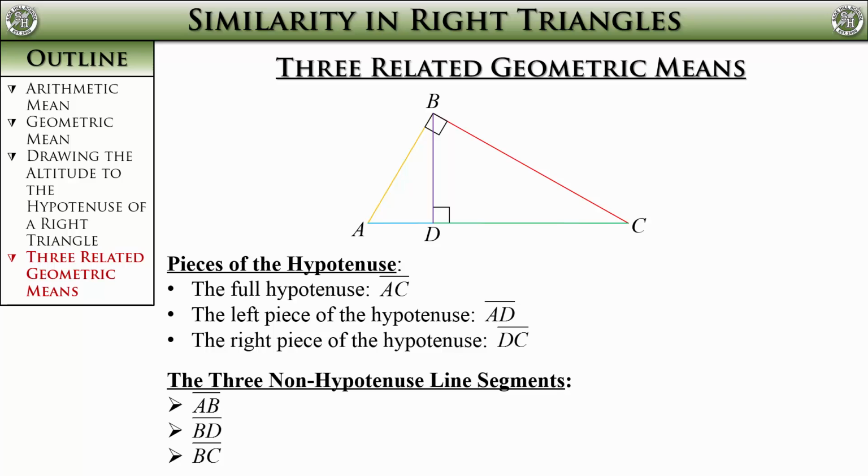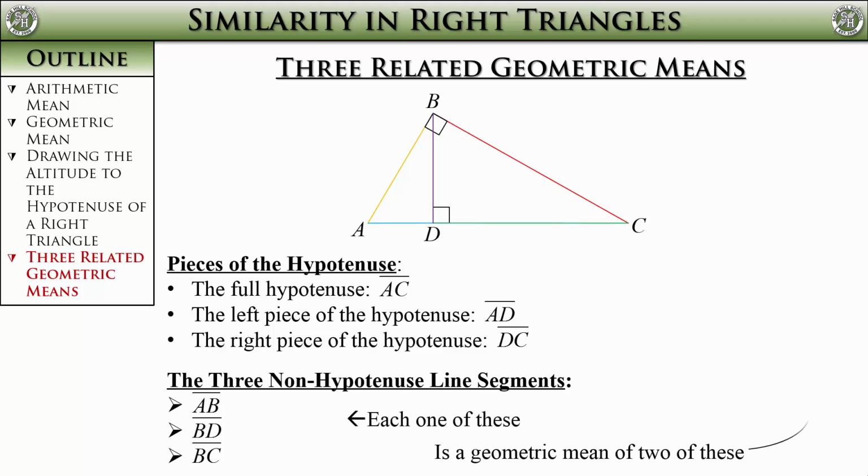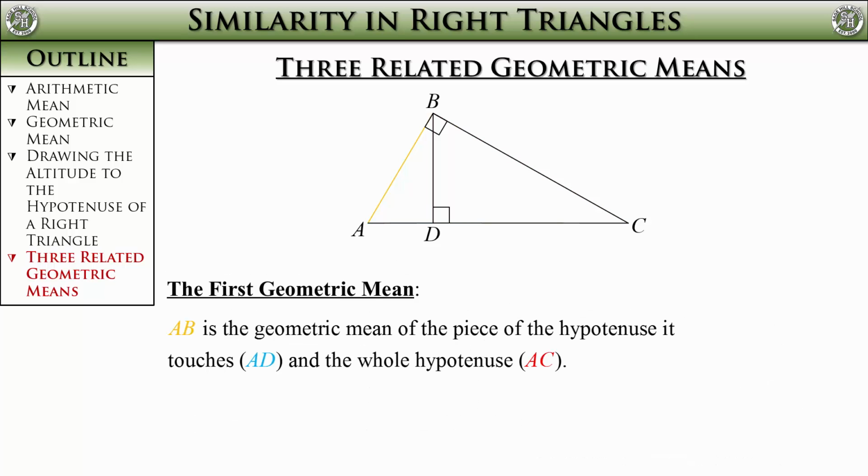These are the 2 groups of pieces that you should have at the forefront of your mind as I move into describing the 3 geometric means that we have. Each one of the lengths in the non-hypotenuse group is a geometric mean between 2 pieces of the hypotenuse group. The first geometric mean is AB. AB is the geometric mean of the piece of the hypotenuse it touches, AD, and the whole hypotenuse, AC.